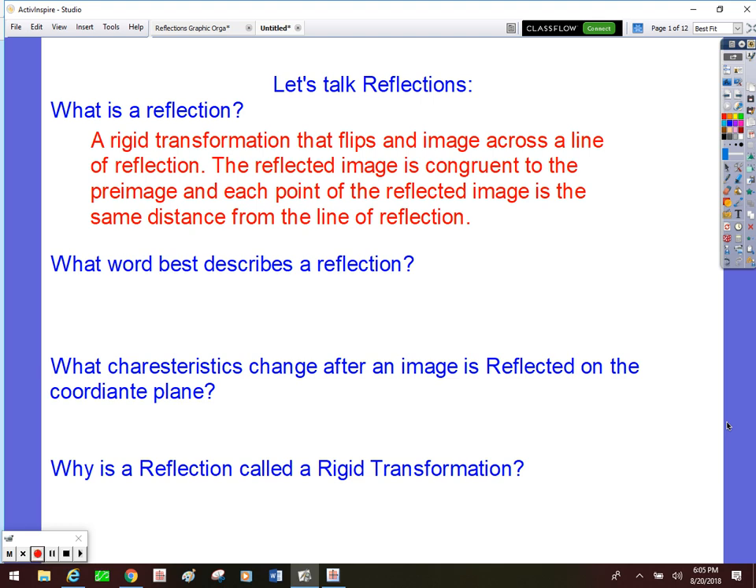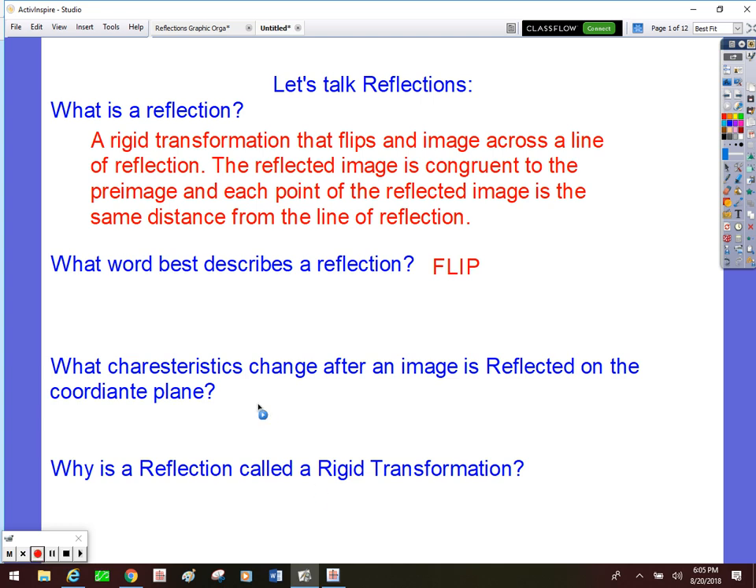What one word best describes a reflection? Remember, we talked about the two key letters F and L. The key word was flip. So now we have a turn for rotate, a slide for translation, and now we have a flip.